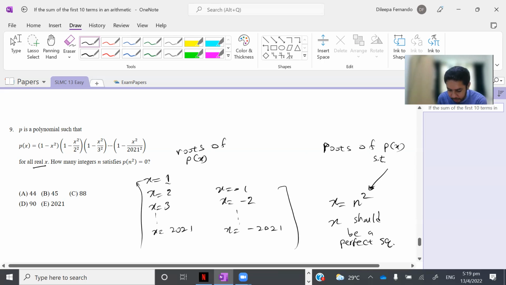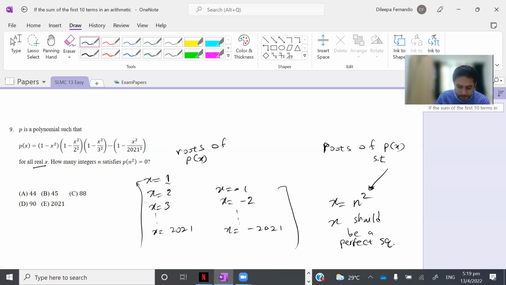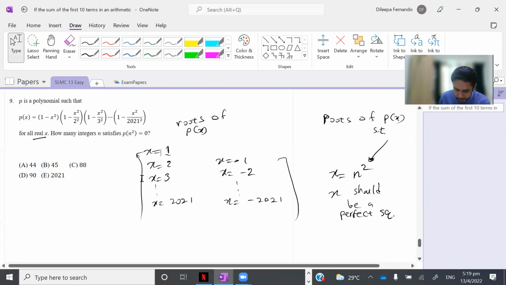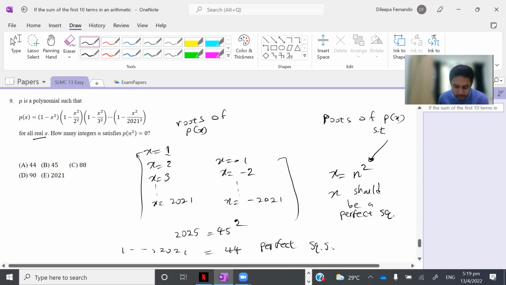How many perfect squares are there? So 2021, you can see that 2025 is the square of 45. So from 1 to 2021, there are 44 perfect squares. Okay, so is the answer 44?